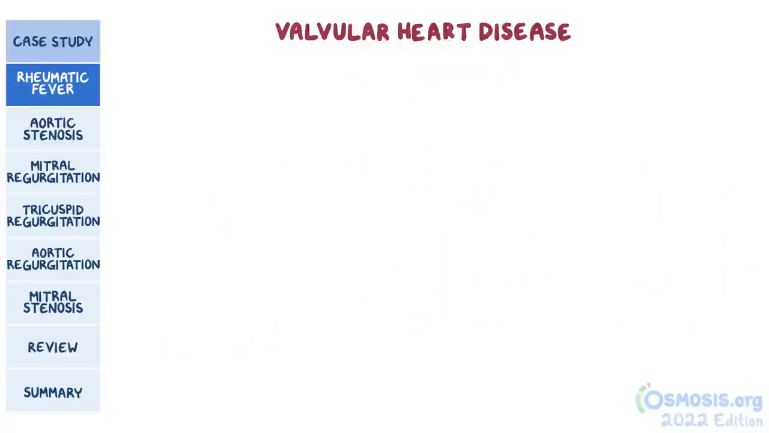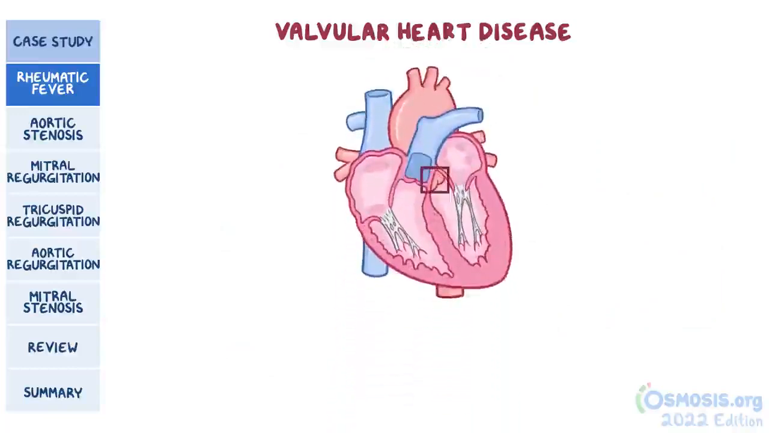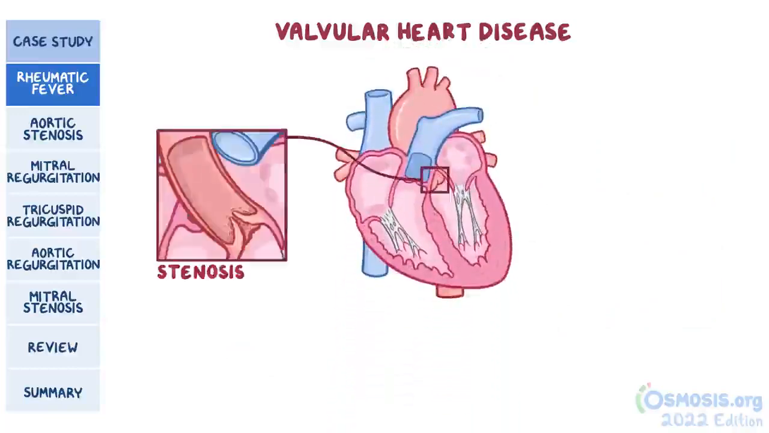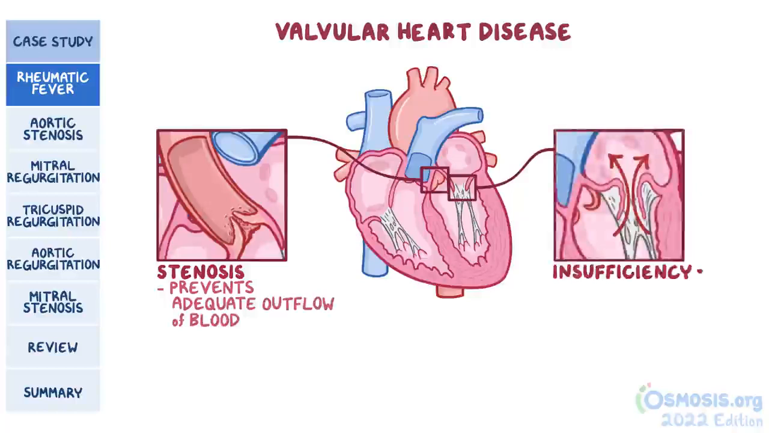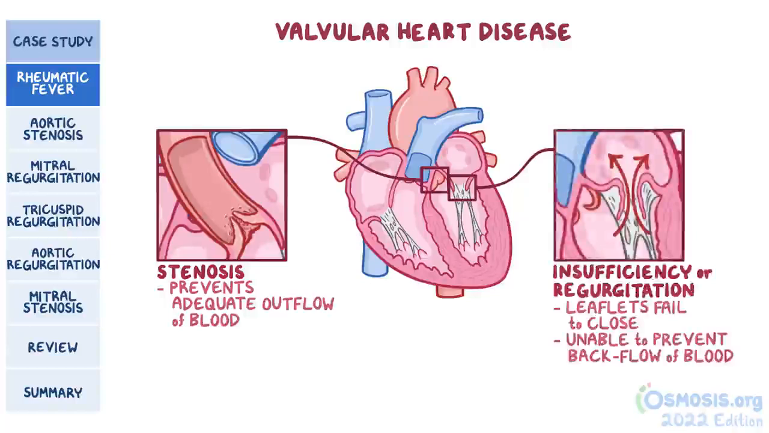Okay, now let's look at the specific valvular heart diseases. They can be divided into stenosis, where there's narrowing of the valvular orifice that prevents adequate outflow of blood, and insufficiency or regurgitation, where the valvular leaflets fail to close correctly and are unable to prevent backflow of blood.